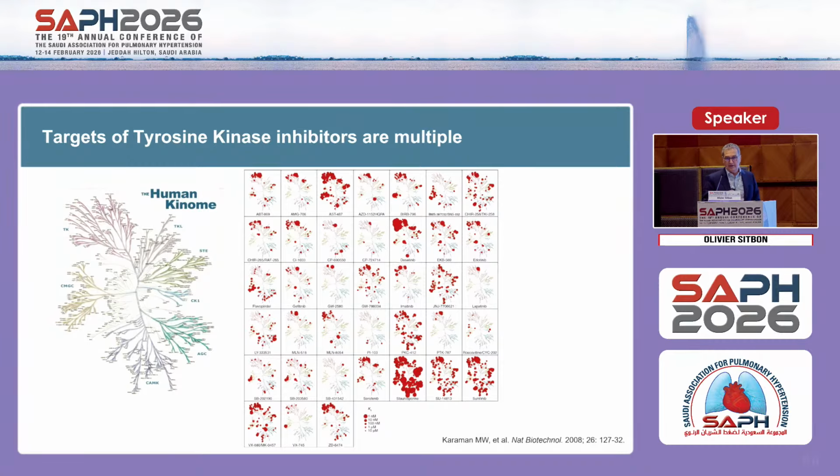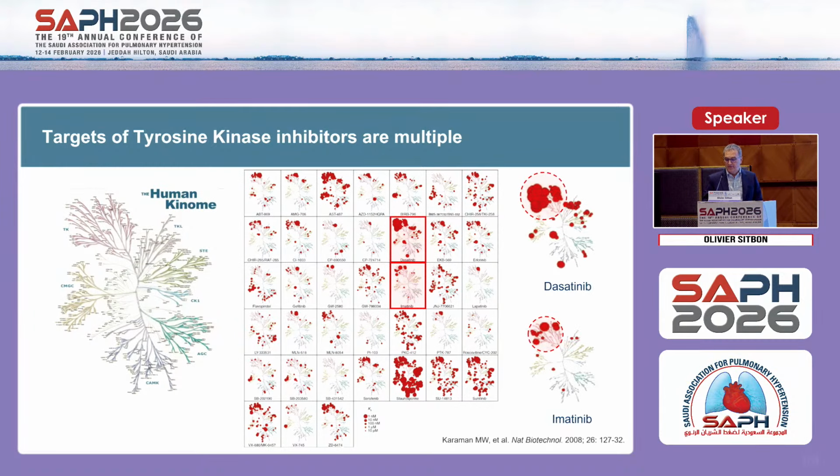All the tyrosine kinases are not the same, and the targets are very different from one tyrosine kinase inhibitor to another. Just an example of dasatinib and imatinib. As you can see, the targets are very, very different. Dasatinib targets many more receptors than imatinib.